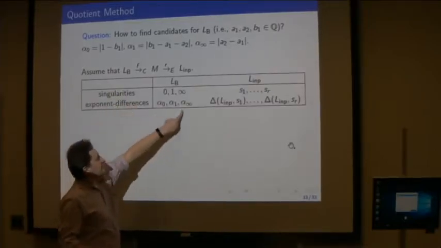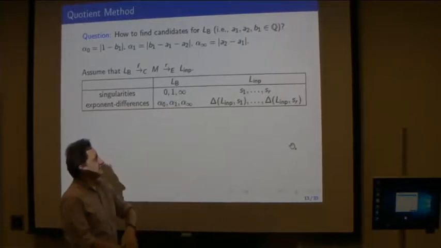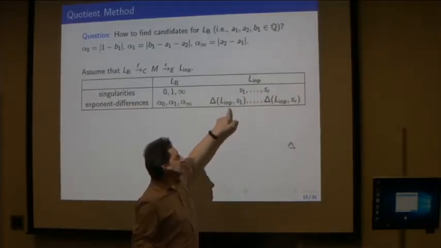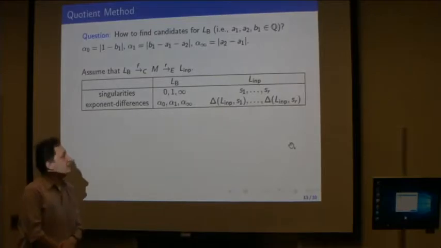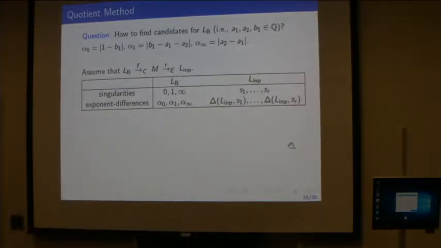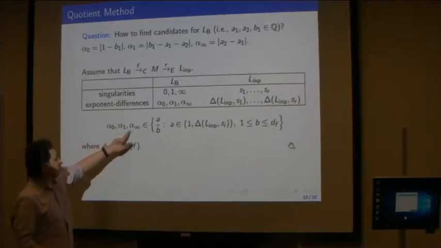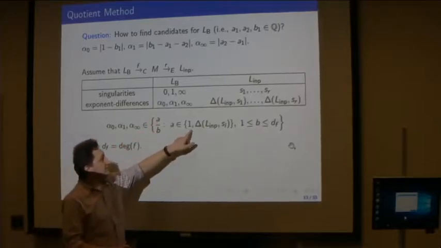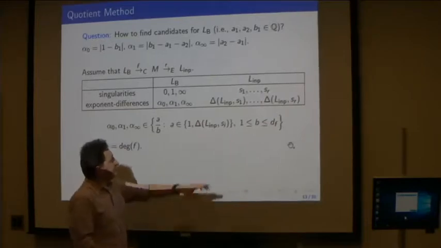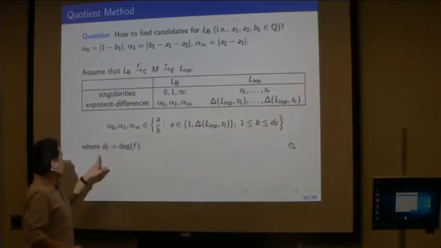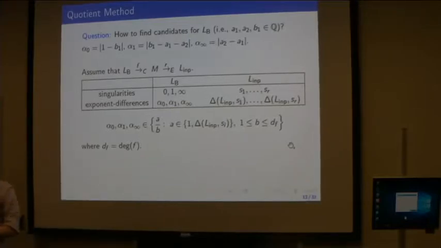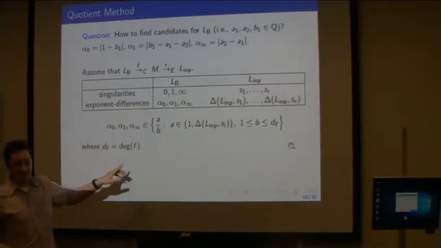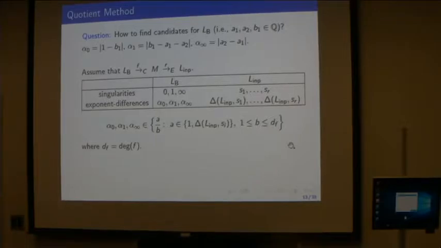So we don't know the exponent differences. Let's say they are alpha 0, alpha 1, and alpha infinity. But L is given. So let's say we compute the singularities S1, ..., SR, and these are the exponent differences of L input at those singularities. So again, we can create a set. This alpha 0, alpha 1, alpha infinity will be elements of this set. They will be in this form, A over B. A is 1 or one of the exponent differences of this set. And B runs from 1 to df. What is df? Df is the degree of f. We don't know f, but we have a bound on the degree of f. So we can compute a degree bound for this pullback function.